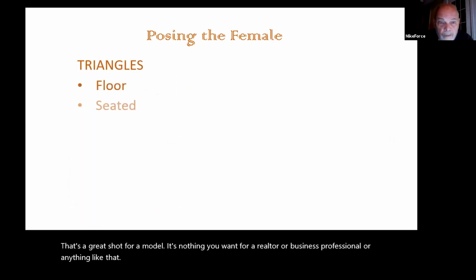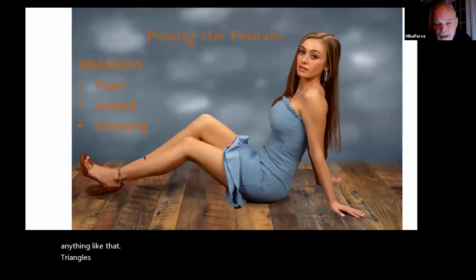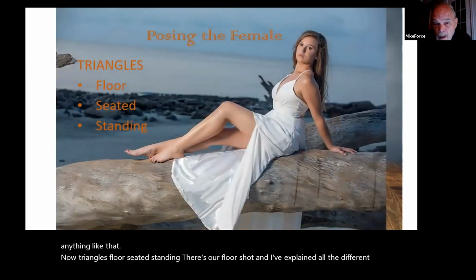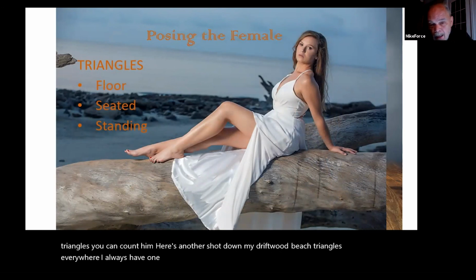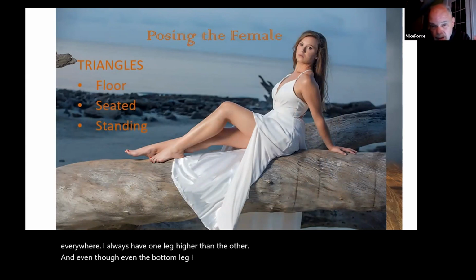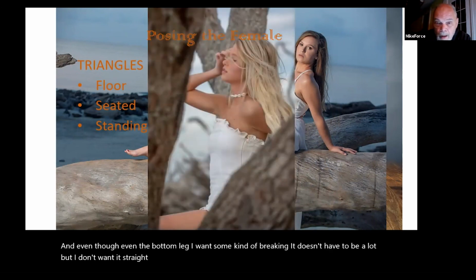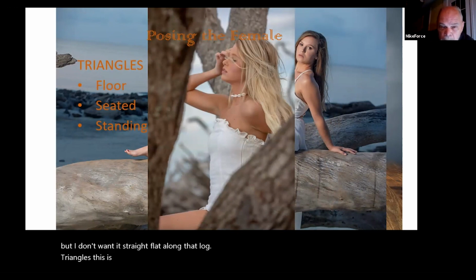Now, triangles: floor, seated, standing. There's our floor shot, and I've explained all the different triangles. You can count them. Here's another shot done on Driftwood Beach. Triangles everywhere. I always have one leg higher than the other, and even the bottom leg, I want some kind of break in it. It doesn't have to be a lot, but I don't want it straight, flat along that log. Triangles.